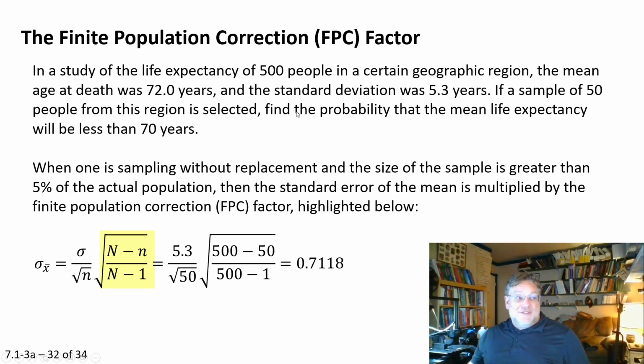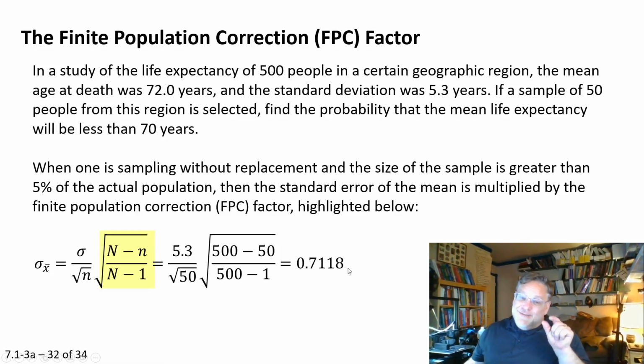And 50 is 10% of 500. That is more than 5% of the actual population. So the use of the finite population correction factor is appropriate. And so here is the extra factor that you plug things in here. So N minus n, the population size minus the sample size, that's going to be 500 minus 50. And down here, the population size minus 1 is going to be 500 minus 1. You're going to take the square root of this fraction here and multiply it by what you already have.